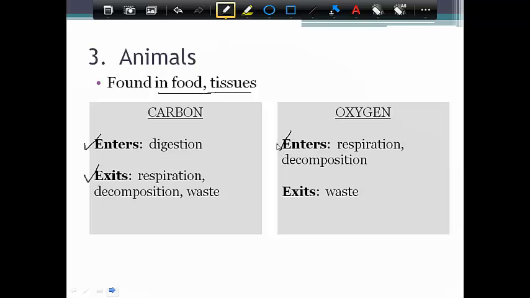Oxygen we bring in through respiration. Also, as we decompose, just like the plants, our tissues suck in oxygen. How do we get rid of oxygen? Again, through waste products.